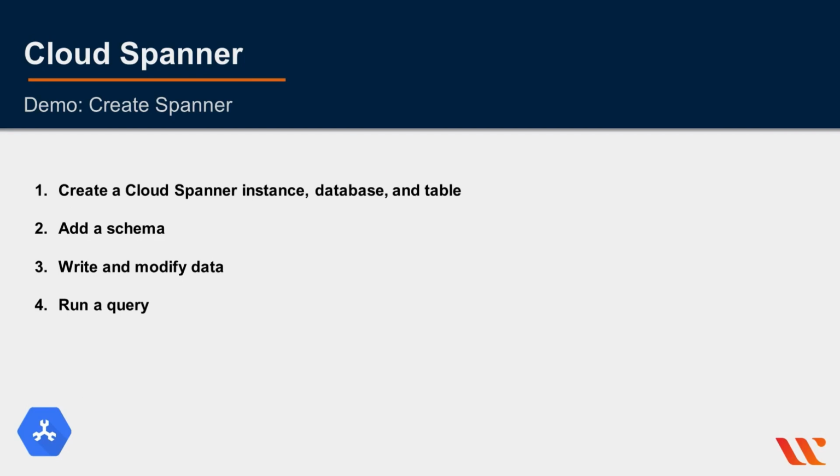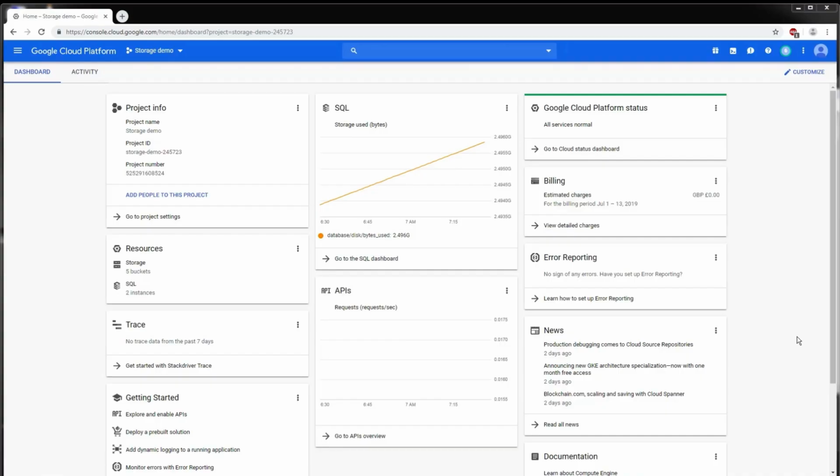Now let's create a spanner. In this demo, we'll learn how to create a Cloud Spanner instance, database, and table, add a schema, write and modify data, and run a query.